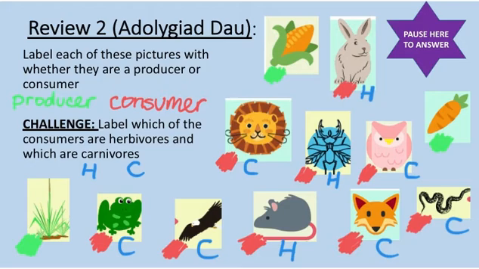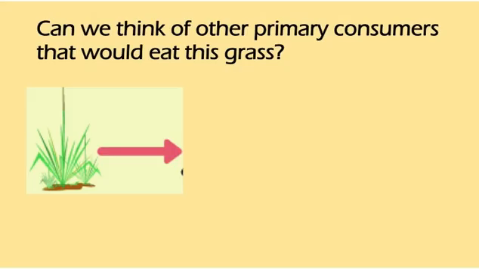Okay, so I've put an H and a C next to all of those. So give yourself a mark for each of those that you got right. And then we'll move on to the next part of the lesson. Okay, so now I want you guys to think of other primary consumers that would eat grass. Okay, so what primary consumers, so what animals do you know of that would eat grass? So pause the video here, make a little list on a piece of paper, and then I'll say some that I've thought of, and hopefully we've thought of some of the same ones.